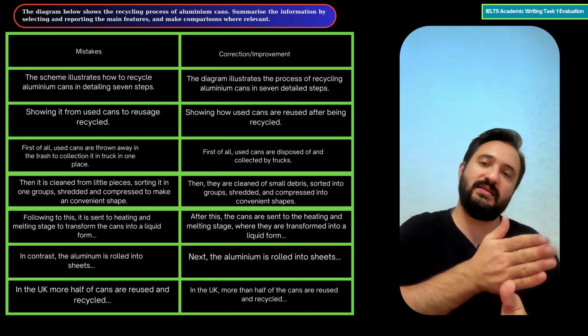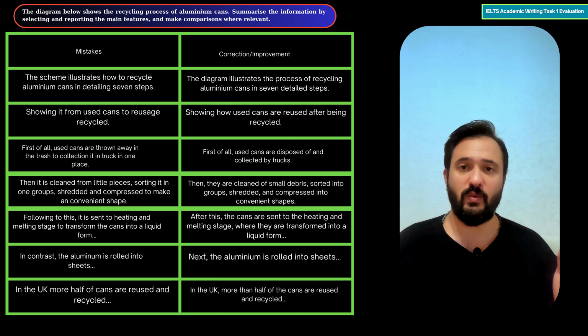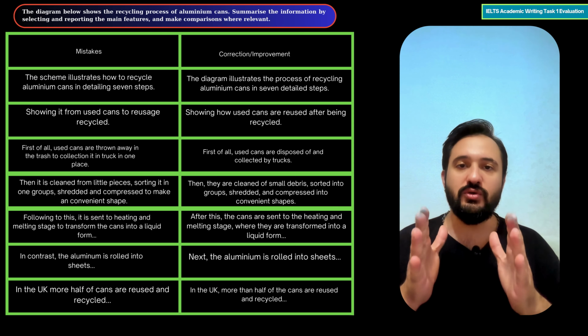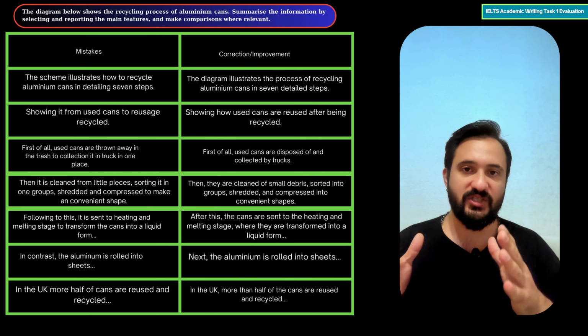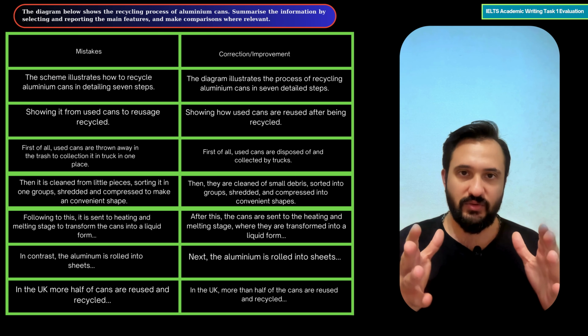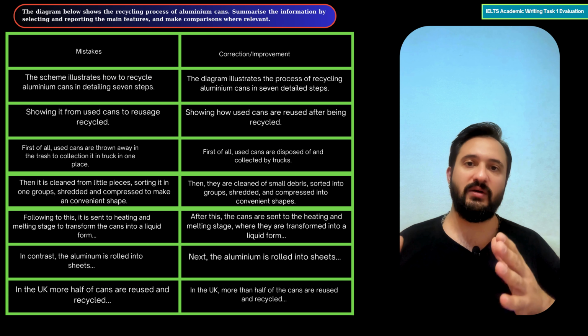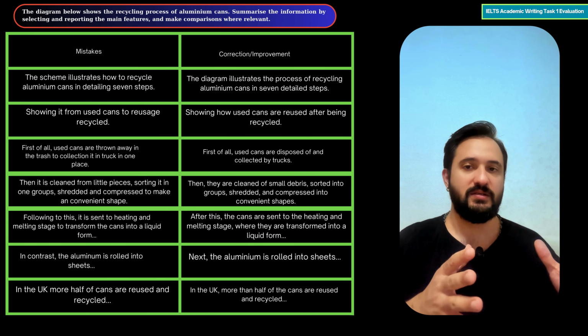Moving on to the second sentence now, "showing it from used cans to reusage recycled." Well, what does it mean? The corrected version is "showing how used cans are reused after being recycled." What's changed? We replace "reusage," which is incorrect, with "reused," which fits better. Okay, remember, accuracy in word choice is crucial for a high IELTS score.